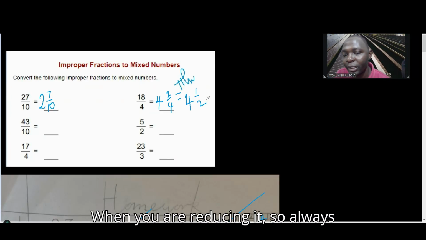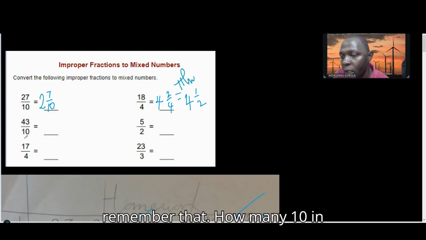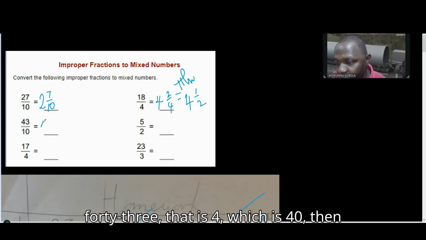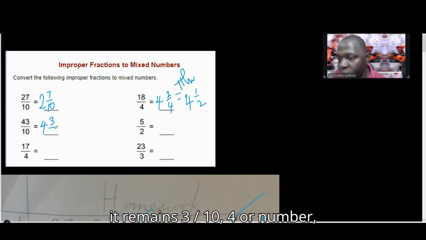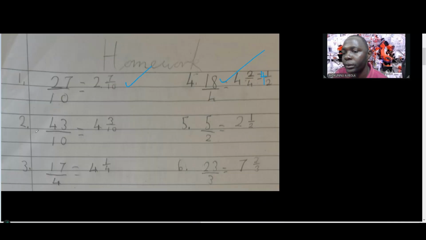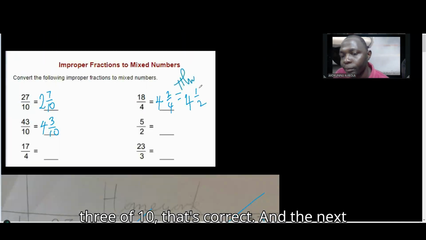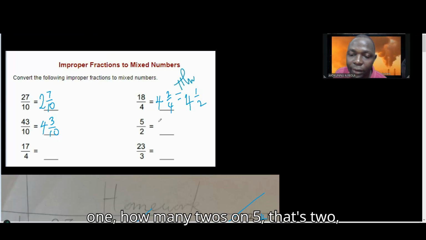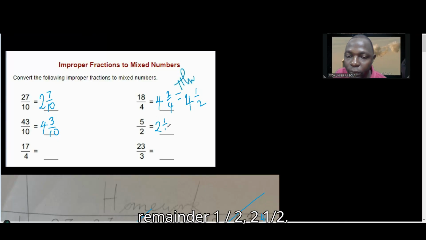When you are reducing it, always remember that. How many 10s in 43? That is 4, which is 40, then it remains 3 over 10. 4 whole number, 3 over 10. That's correct. And the next one, how many 2s in 5? That's 2, remainder 1 over 2, 2.5.